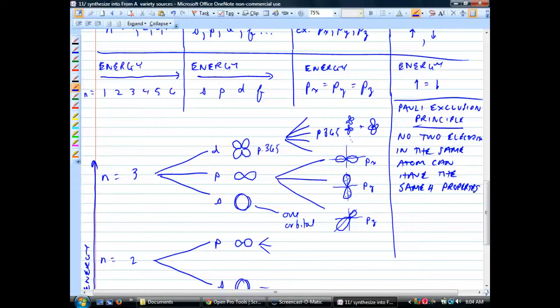Here's what that means. The consequence of this is that you can only have two electrons in every orbital, maximum of two. Why? Because there's only two spin options. And if you're in the same orbital, then you're automatically in the same sublevel and principal energy level. Therefore, you have to have a different spin. And because there's only two spin options, there can only be two of you in an orbital at the same time. And you have to have opposite spins.